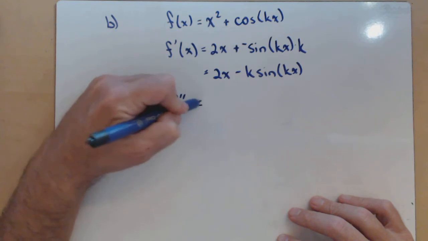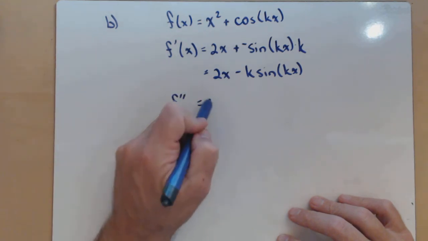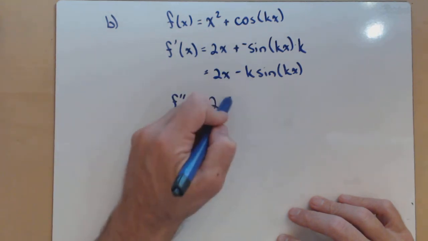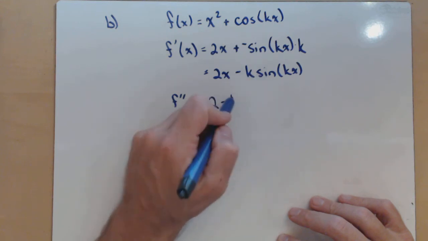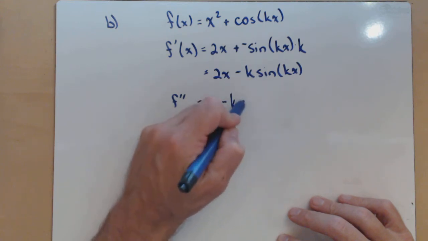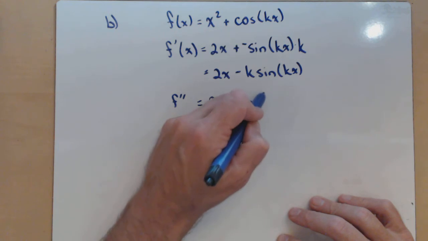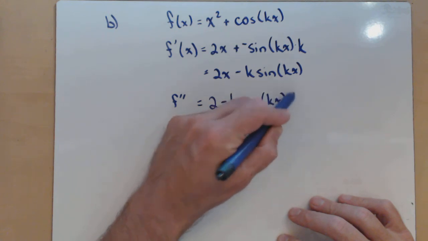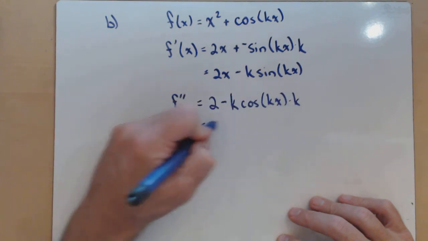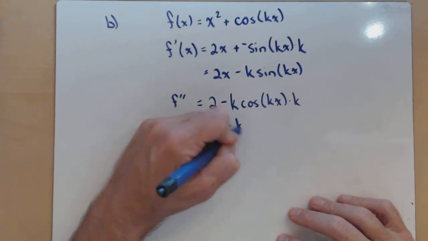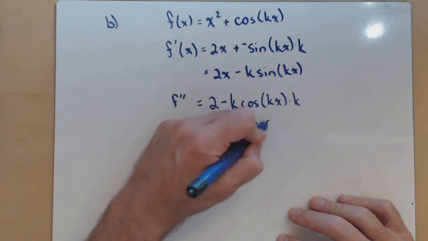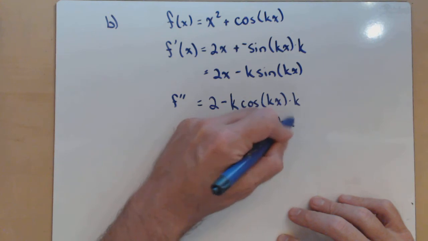F double prime is the second derivative of this. Derivative of 2x is just 2. And we're going to have something pretty similar here. We're going to have k, derivative of sine is cosine kx, times the derivative of the inside, which multiplies by another k. So we have 2 minus k squared cosine of kx.